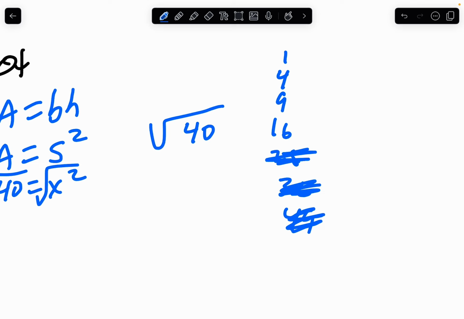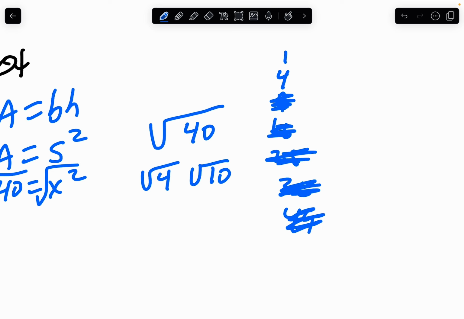25 times 2, too big. 16 times 2, we're at 32, but times 3 is too big. 9 times 4 is 36, and then the next one's 45, too big. 4 times 10, there's our winner. So this is the square root of 4 times the square root of 10.